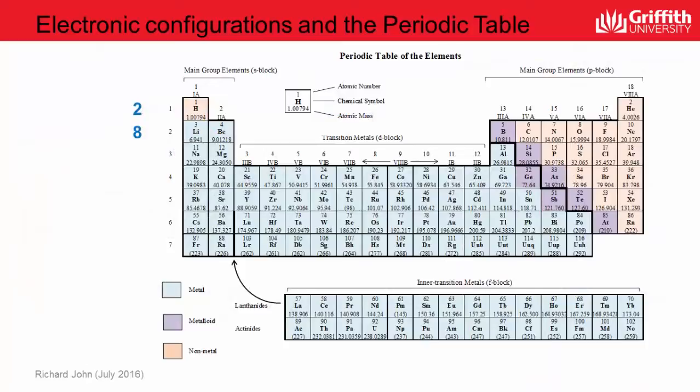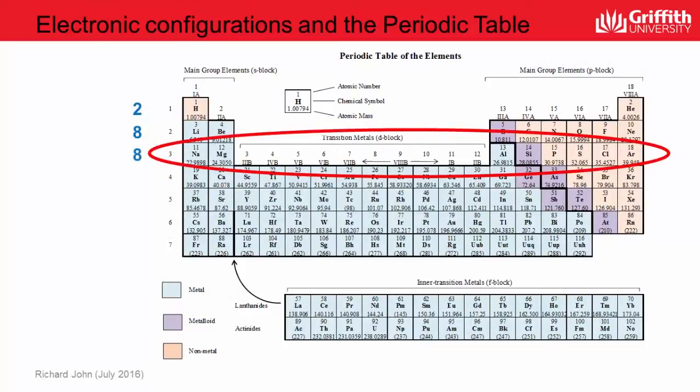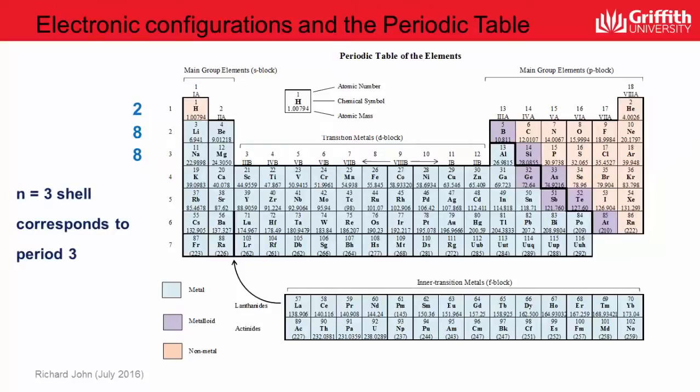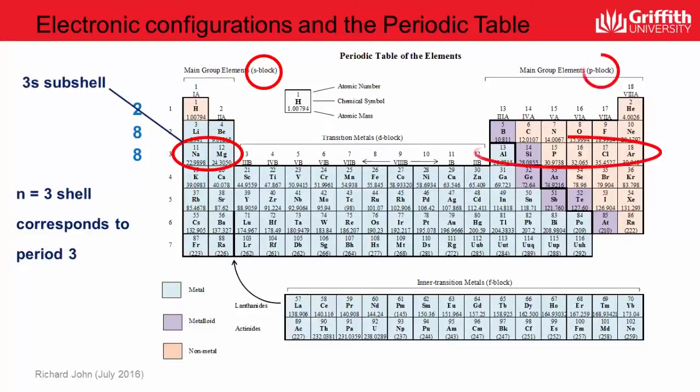So again, if we go back to our periodic table, we see that there's a total of 8 elements in period 3, 2 of them in the S block, 6 of them in the P block. And again, it seems like the n equals 3 shell of an orbital diagram corresponds to period 3 in the periodic table, with these 2 elements here in the S block representing electrons filling in the 3s subshell, and these 6 elements here in the P block representing electrons filling in the 3p subshell.